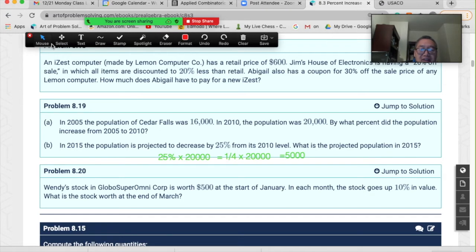So then they ask you, what is the projected population in 2015? Is your answer 5,000? You have to subtract 5,000 from 20,000, which is 15,000. I think. Hold on. Yeah, I think that's what you do. What do you do? Write down.